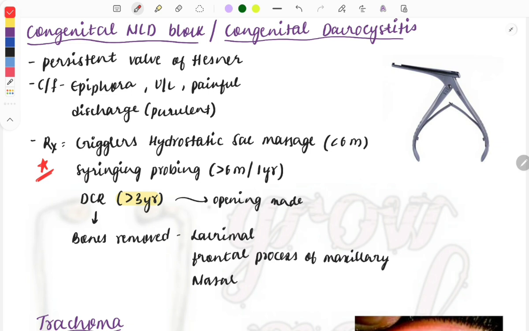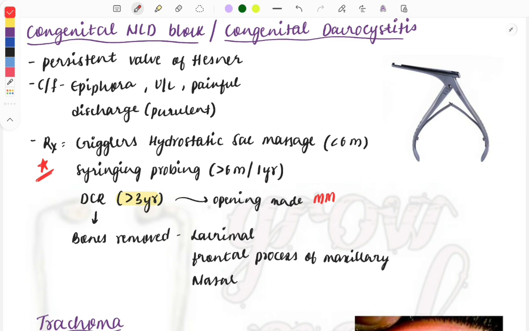This sac massage we will be doing if the child is less than 6 months, and syringing and probing is done if more than 6 months. From more than 6 months till 1 year we will be doing the syringing and probing. And DCR, dacryocystorhinostomy, is done when more than 3 years, and an opening is made into the middle meatus, so that the water coming from the eye easily drains into the nose.